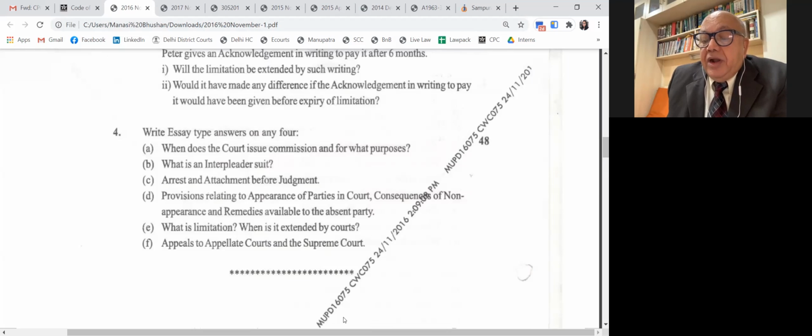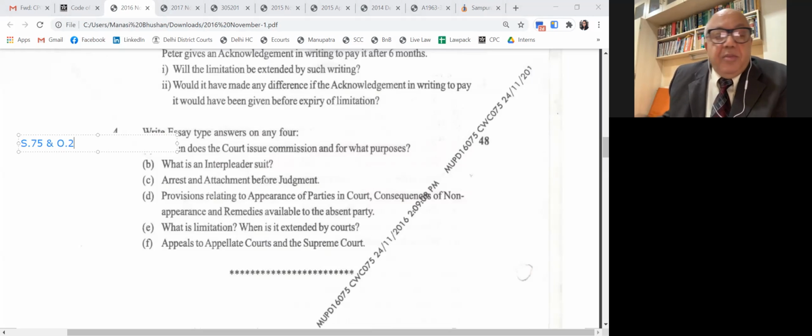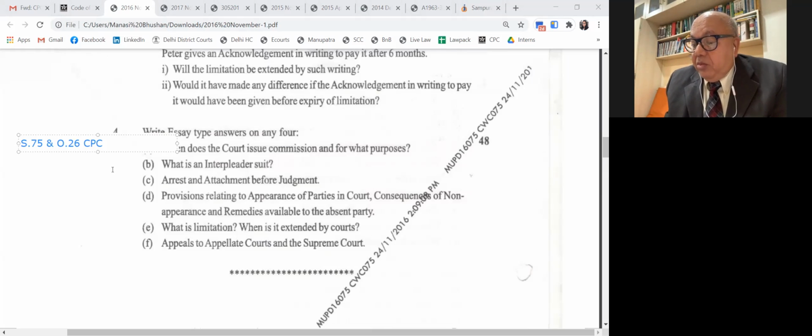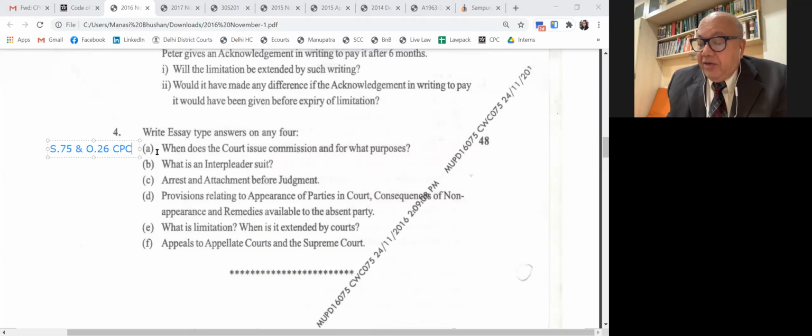Now let us see, when does the court issue commissions, and for what purposes? Under section 75 and order 26, a very lengthy procedure. There are 4 or 5 commissions issued by the court under section 75. I will not go into it, because we already dealt with this topic earlier; I will just briefly recapitulate. Commission to examine any person, commission to make local investigation, commission to examine and adjust accounts, commission to make partition, to hold scientific or technical investigation, and to conduct sale of the property. Under 75, it is A to F.